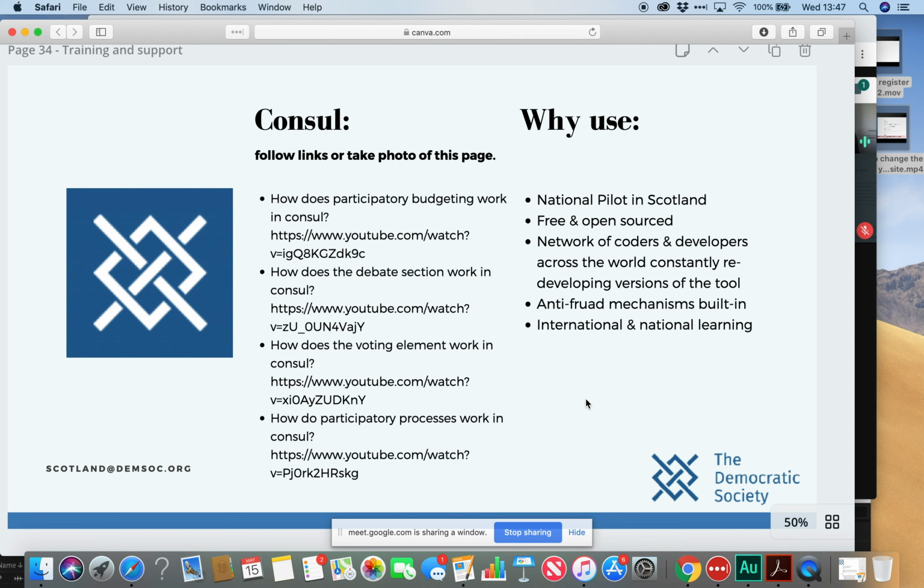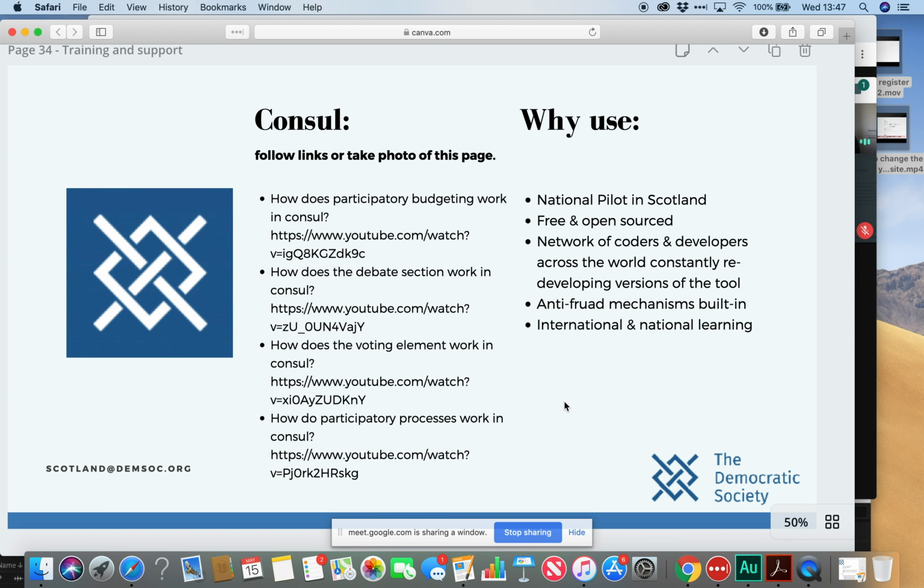But you can see here it's got how does PB work in Consul, how does the debate section work in Consul, how does the voting element work, and how does the participatory process work in Consul. And there are little videos there that you can click on, and you can also access those in the sheet that I'll be handing out as well.